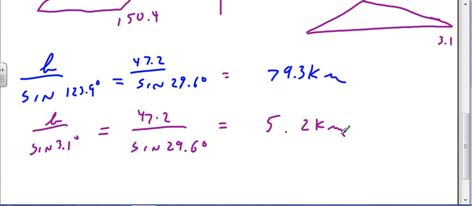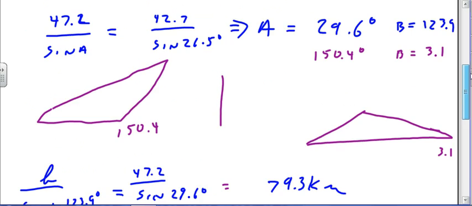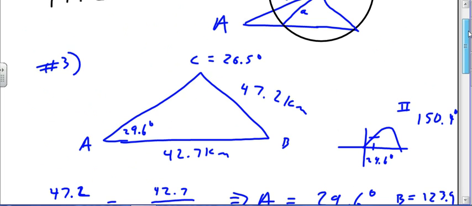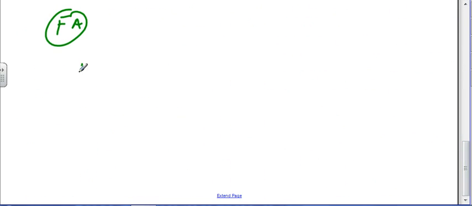So I'd have two different answers, and in both of those cases we'd do a final answer. And what we're looking for is A, B, and little b. That's what we're looking for.